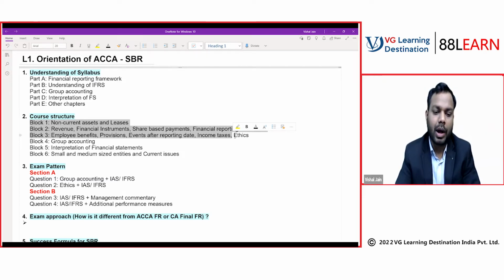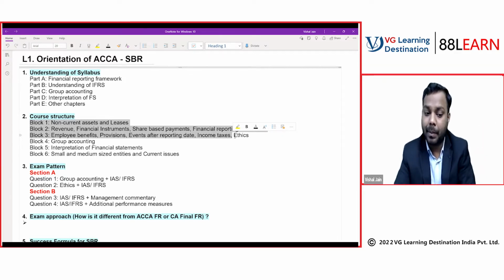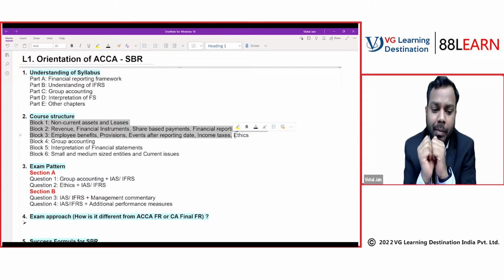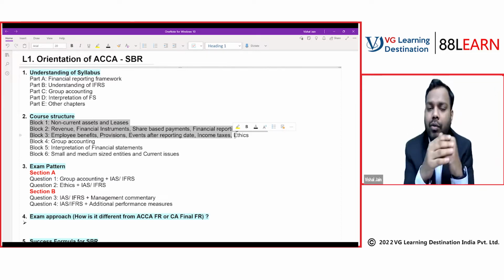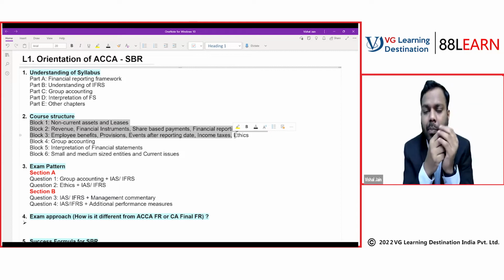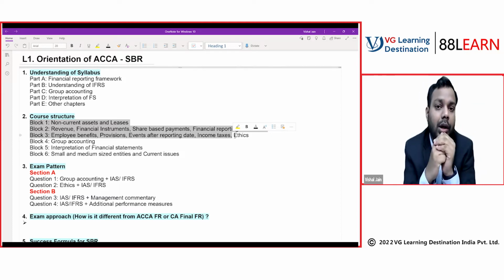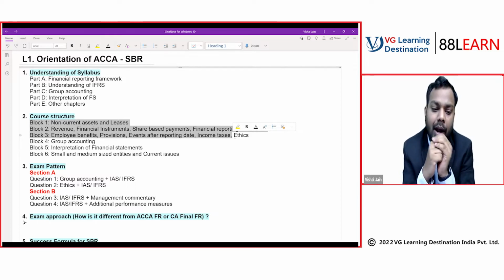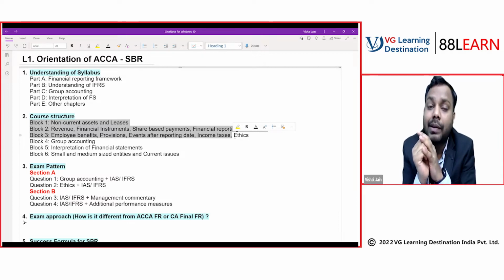Okay. Now, coming to exam pattern. In section B, question number 3 will again test your knowledge in IAS and IFRS plus management commentaries. Now, what is the meaning of management commentaries? See, it can be anything. You have to comment upon the financial performance or position, or you have to comment upon the current issues. Right? And now, question number 4 will be IAS or IFRS plus additional performance measures.